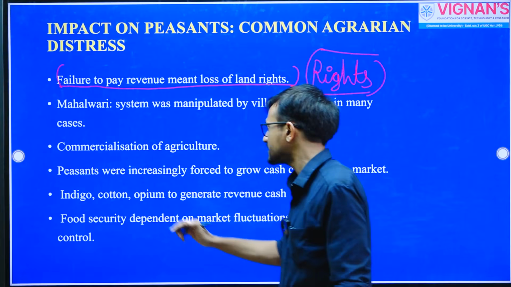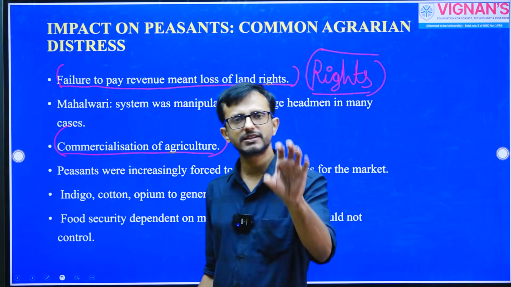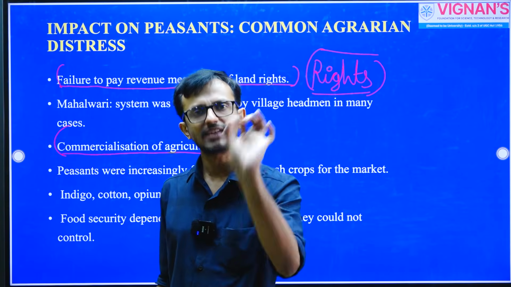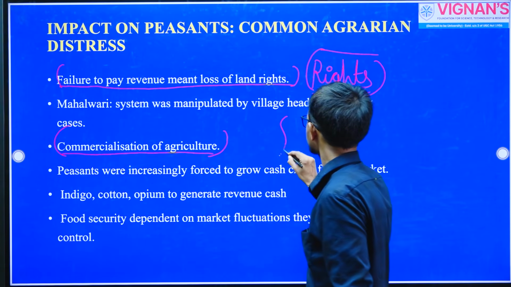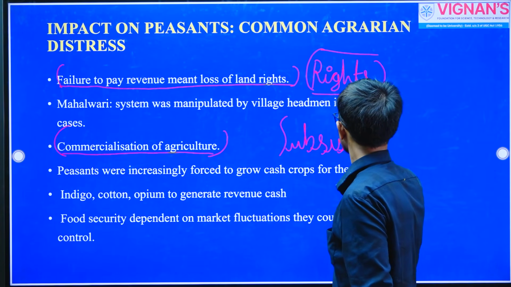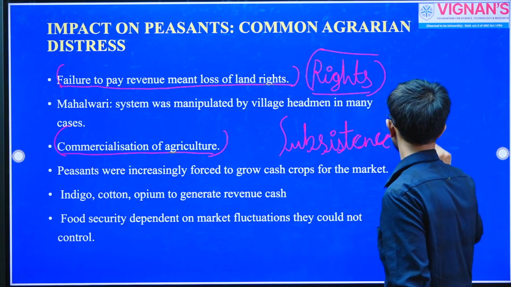And commercialization of agriculture. A very, very important point. Connected to that, agriculture is getting commercialized. Until then, peasants only grew subsistence crops. What are subsistence crops? Like rice, wheat, sugarcane. Sugarcane still can be called a commercial crop to a certain extent.